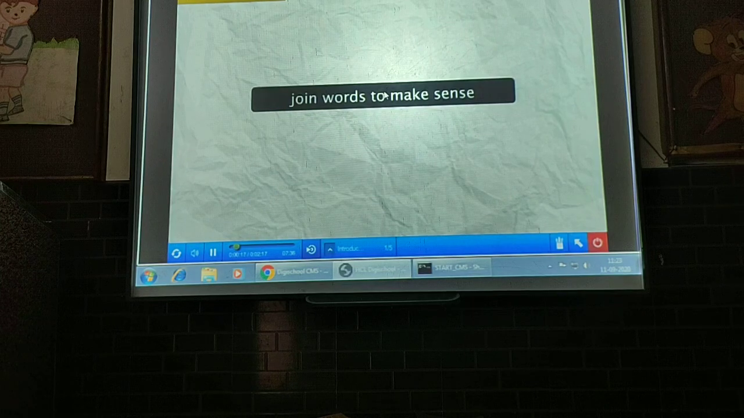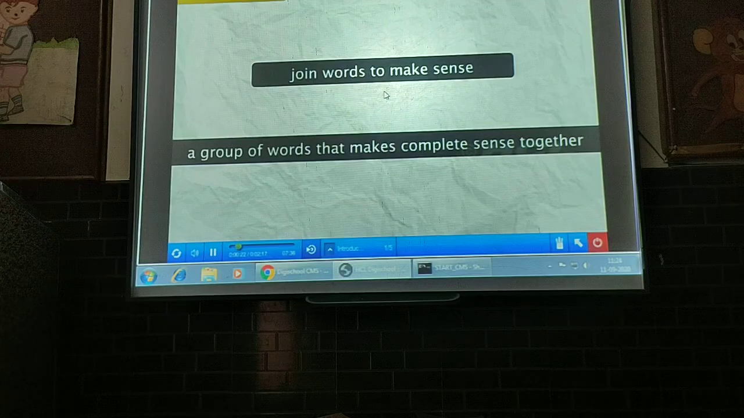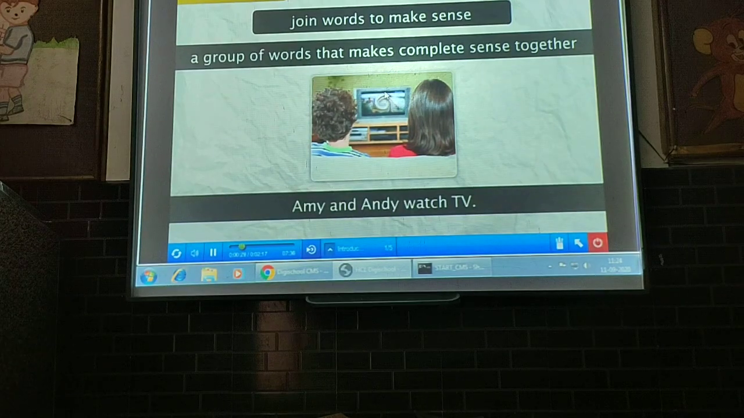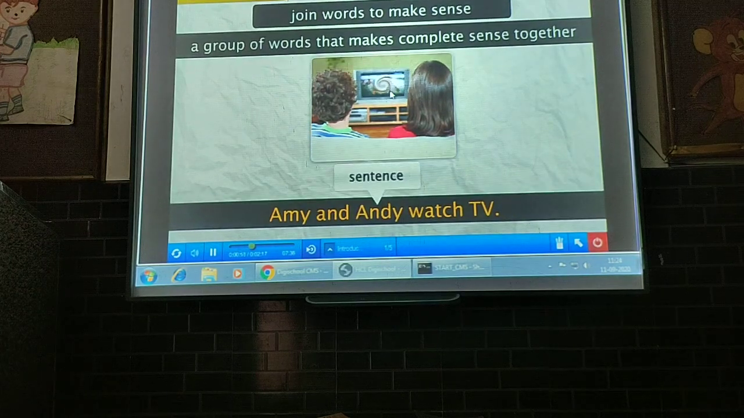When you join words together so that they make sense, you get a sentence. So, a sentence is a group of words that makes complete sense together. For example, Amy and Andy watch TV. Here, the naming words Amy and Andy are joined with the linking word and. The doing word watch tells you about their action of watching TV, which is another naming word. These words together form a sentence that makes sense.